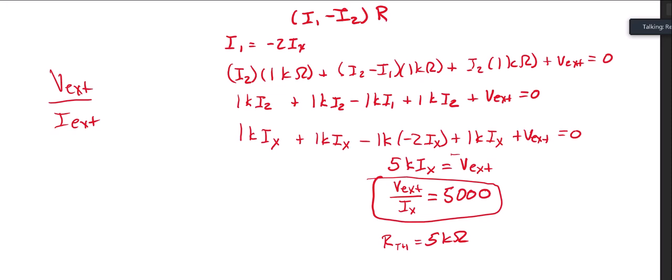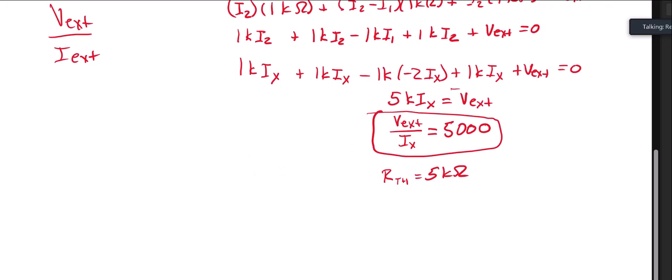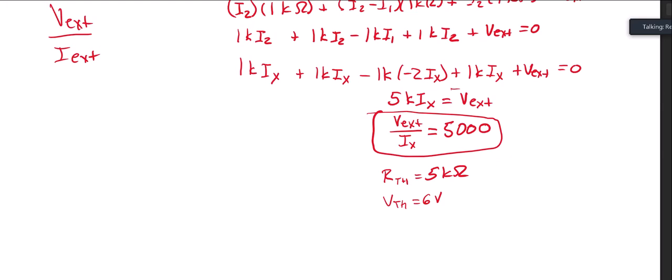So R Thevenin is 5 kilo ohms, and we had found earlier that V Thevenin was 6 volts, and so our Thevenin equivalent circuit is a 6-volt voltage source and a 5 kilo ohm resistor, and this is your Thevenin equivalent circuit.